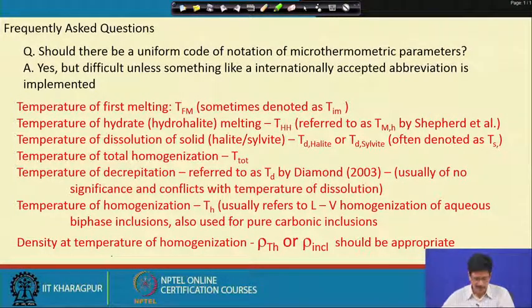And then the density, which is represented as rho, and generally this density we always mean when the inclusion has become homogeneous. So, whether it is the temperature of liquid-vapor homogenization, or the temperature at which a daughter crystal is dissolved, TD, or the temperature of total homogenization of an aqueous carbonic inclusion, the density rho is essentially referring to the density of a homogeneous inclusion. So, for the density at the temperature of homogenization we always say either rho TH or rho inclusion, because rho inclusion sometimes gives you a better idea that it is the density of the homogeneous fluid, that is, the inclusion.